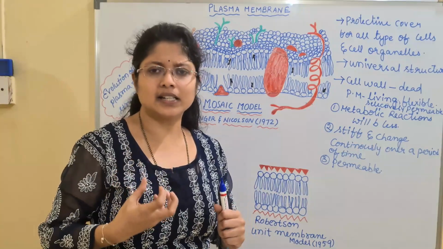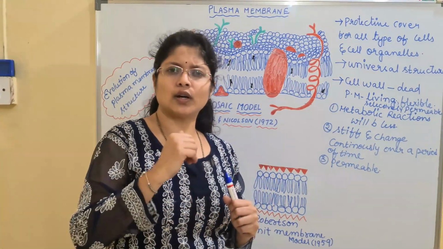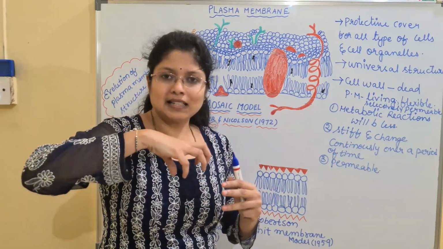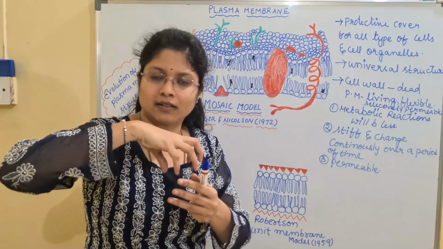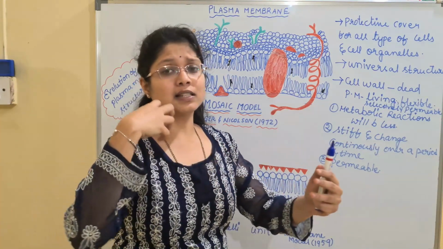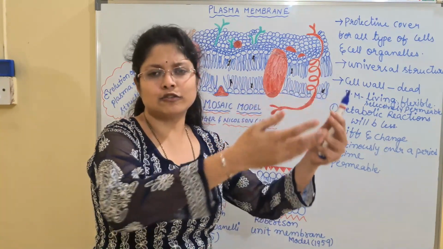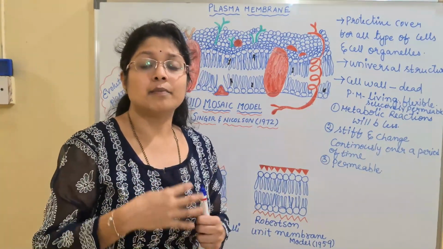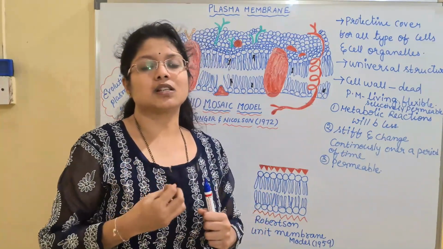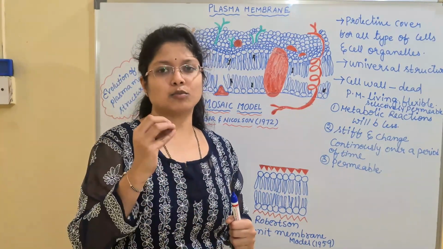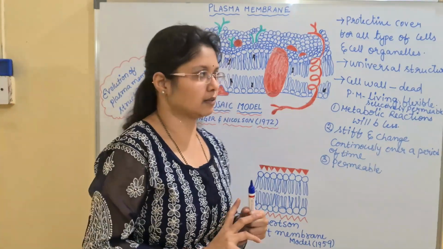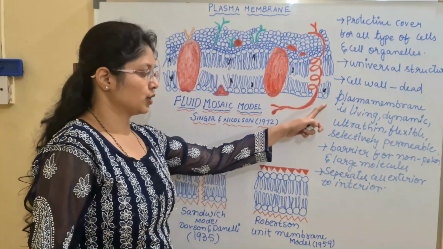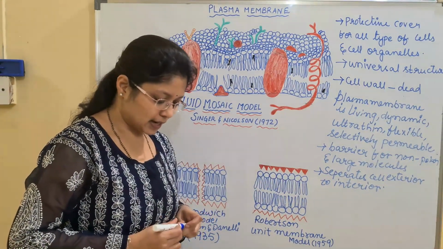The cell environment is constantly maintained. Inside the cell we have a different set of conditions, and these are separated from the cell exterior, which has another set of conditions. How are these conditions separated? With the help of this particular structure, the plasma membrane. So these are the most important functions of the plasma membrane. Here I have given points, children, you can note them down.